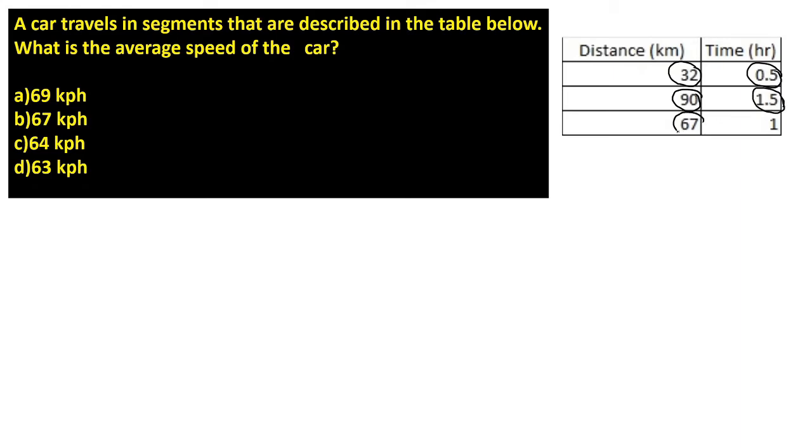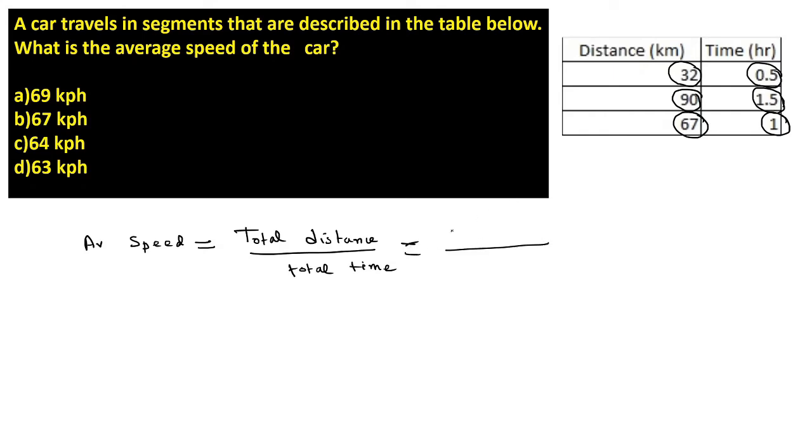1.5 hour. To move 60 kilometer, how much time has been taken? 1 hour. Now what do we have to find out? We have to find out the average speed, and we already know the formula for average speed: total distance by total time. Okay, let's use the formula.